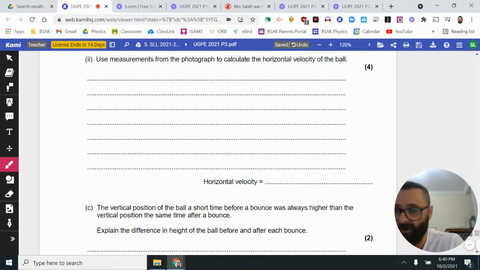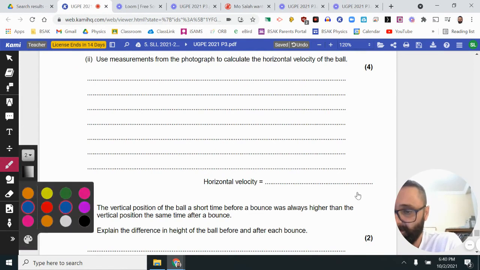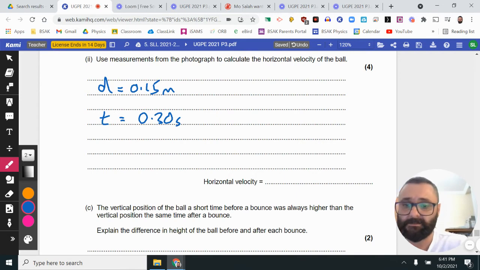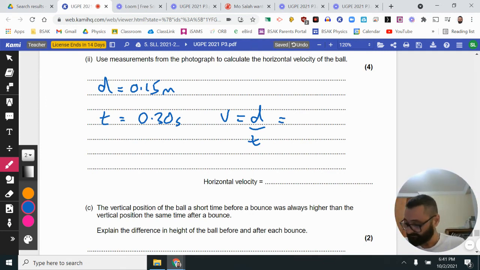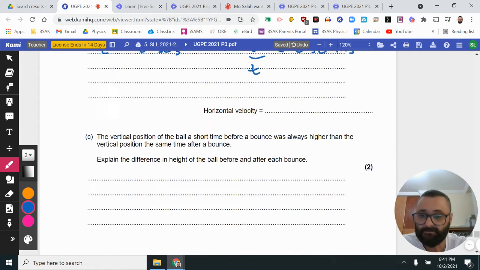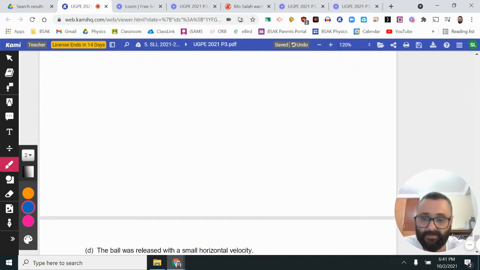Anyway, what have we got? We've got a horizontal distance of 0.15 meters. The time taken, well, it's the same as the drop, so it's 0.30 seconds. And I believe speed equals distance over time. So that comes out at 0.50 meters per second. Quite a lot of skills going on in that question.